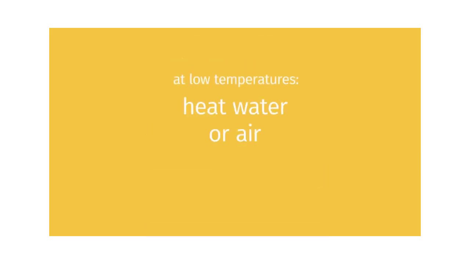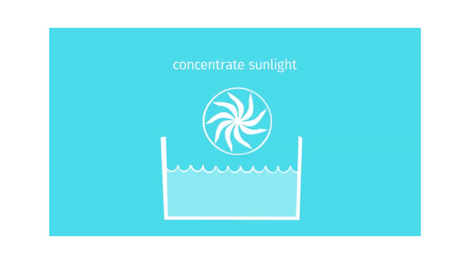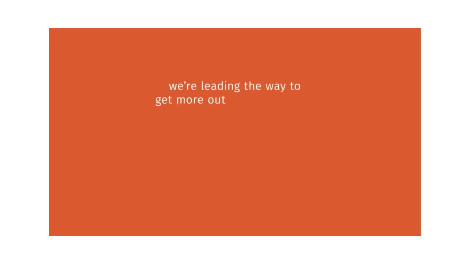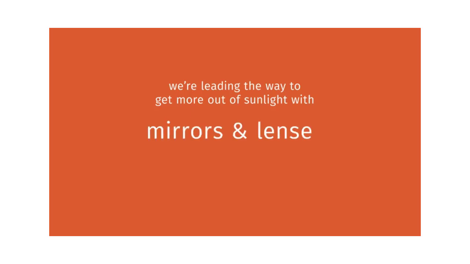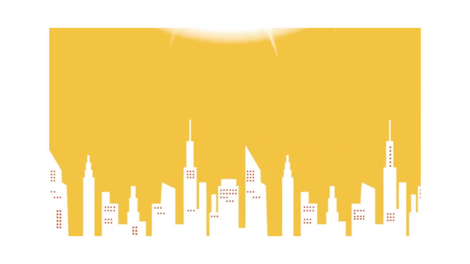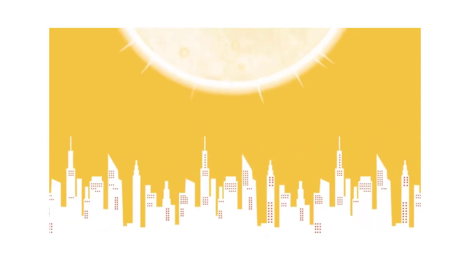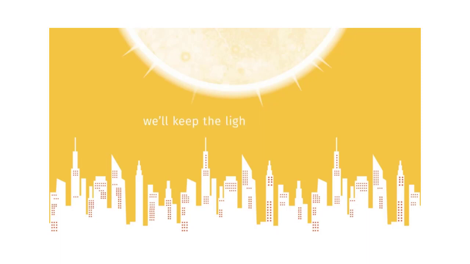The other technology, solar thermal, turns sunlight into heat. At low temperatures, we can heat water or air for residential and commercial buildings. But when we concentrate sunlight, we can get much higher temperatures, turning water into steam to spin turbines, which gives us electricity. We're leading the way on methods to get more out of sunlight by using mirrors and lenses. And we're finding ways to store it for use when the sun's not shining, a cheap and effective alternative to storing electricity in batteries. Our need for energy to power our modern economy is always increasing, but with the sun available and the right technology to harness it, we'll keep the lights switched on.